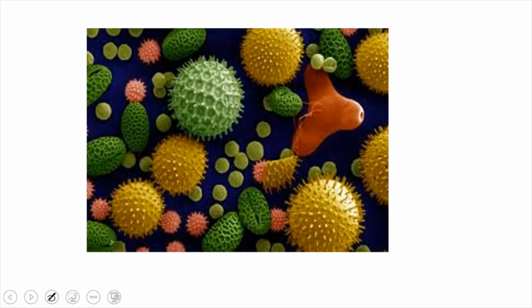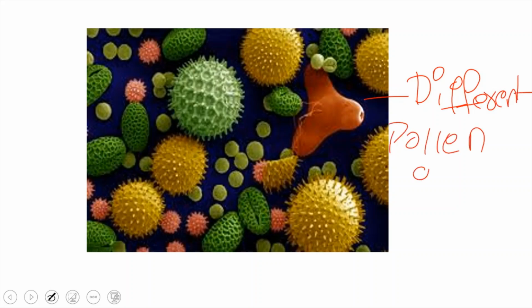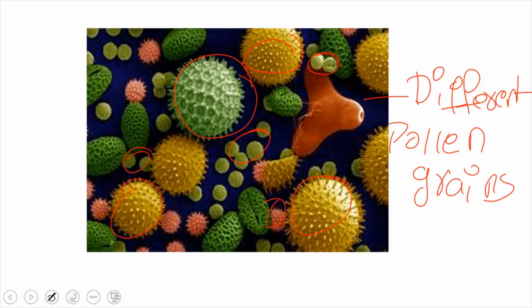So, this is the diagrammatic representation of different pollen grains. See, colors are different, sizes are different, even shapes are different. But if you observe, most of them are spherical in shape, right? So different colors, different sizes, different shapes are there, right?